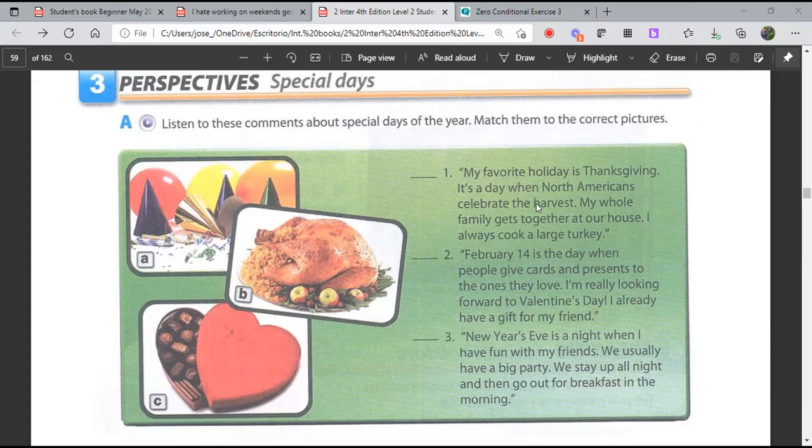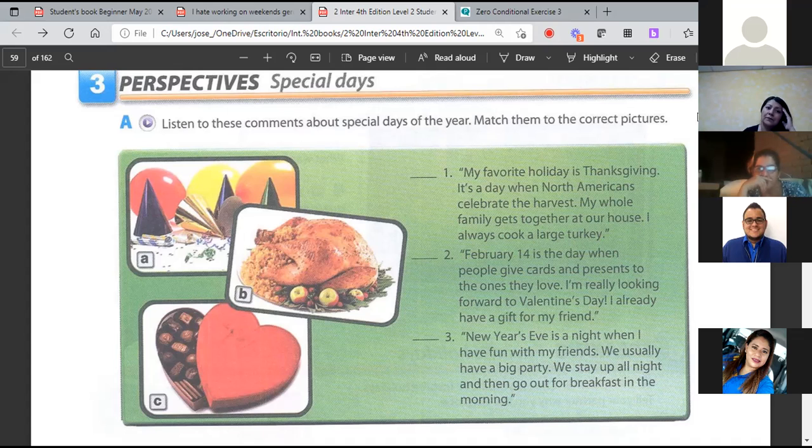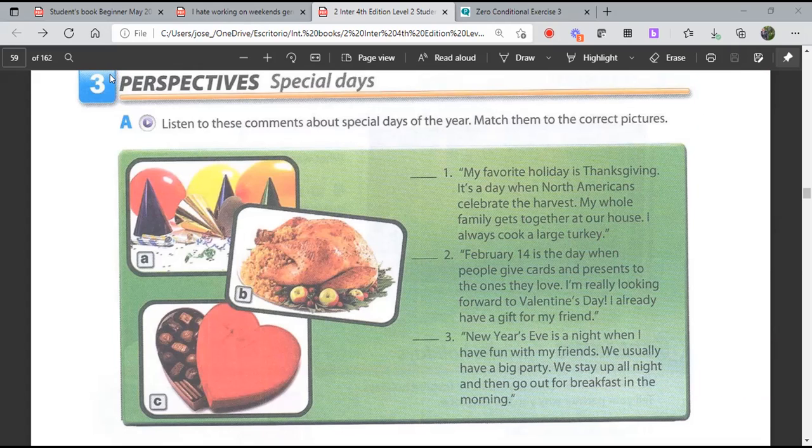All right. So vocabulary, my friends. Harvest. Harvest means cosecha or cosechar. Okay? Good. And that's what they're trying to celebrate in Thanksgiving. That's what they're trying to celebrate on this special holiday.